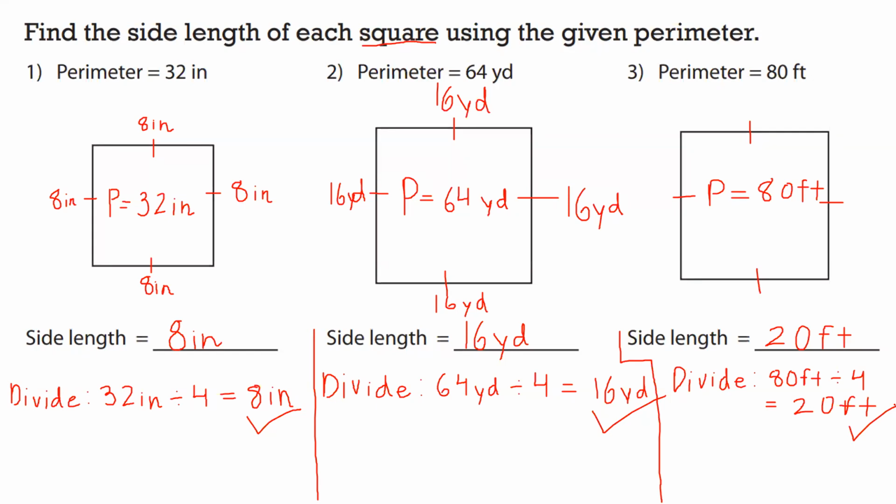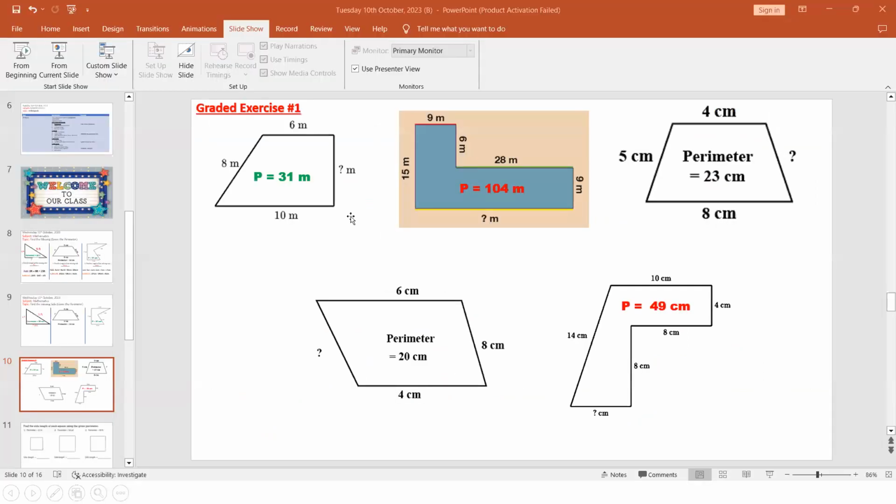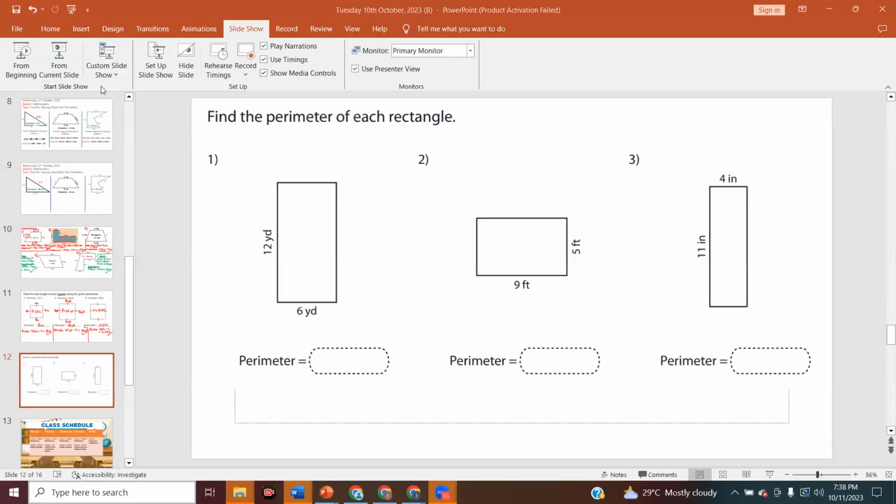So for this one, again, let me repeat, this is a property of a square: all sides are equal. And since all sides are equal, that's why we could divide everything by four. But if we're doing another shape, let's see how we're going to do it. So I'm going to move this slide. Hopefully everyone is finished with this. Let's do this one.